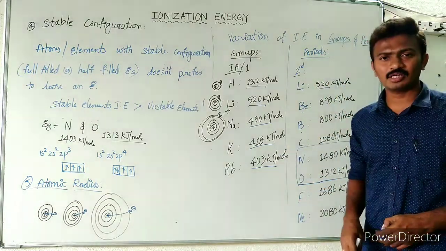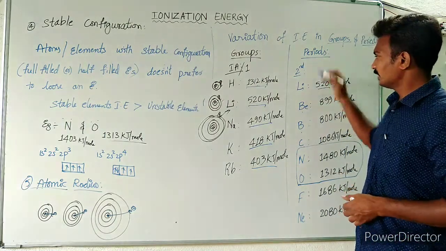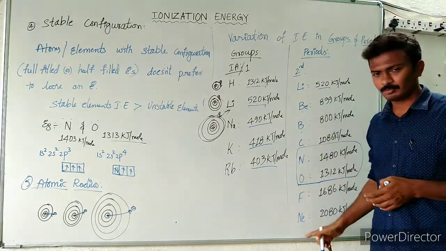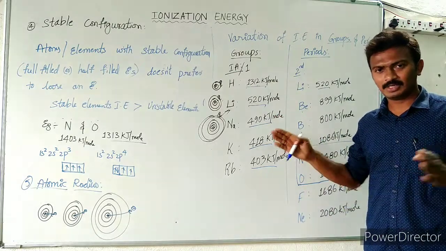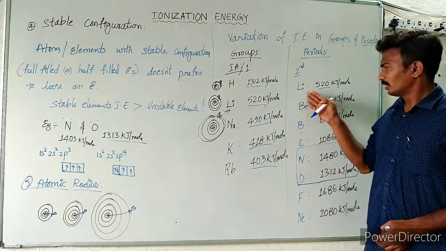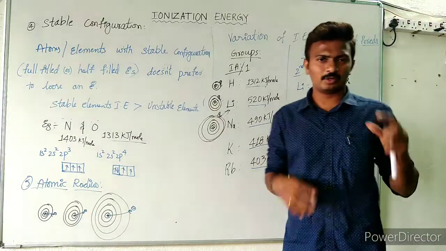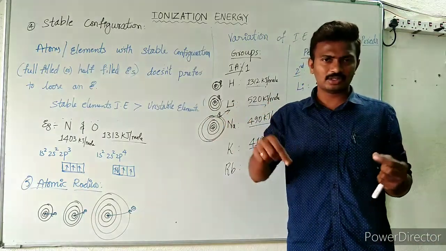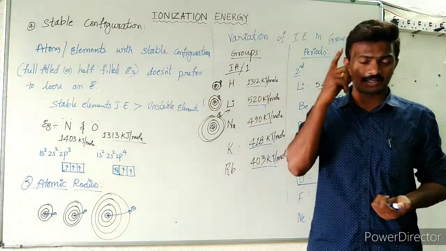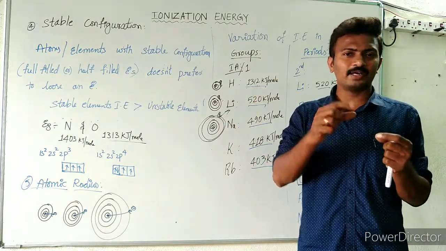Now, let us see the variation in the case of periods. How the ionization energy is going to vary in the case of periods. In a period, from left to right. Here I have written from top to bottom due to the space factor. See here lithium, as you know that in a period from left to right, what is going to happen is the nuclear charge increases. Why the nuclear charge increases is because due to the increased atomic number, the nuclear charge is going to increase, and the special thing is the electrons are being added to the same shell.